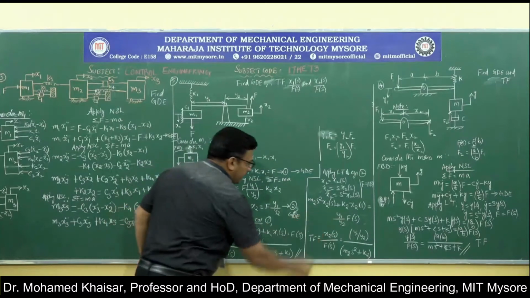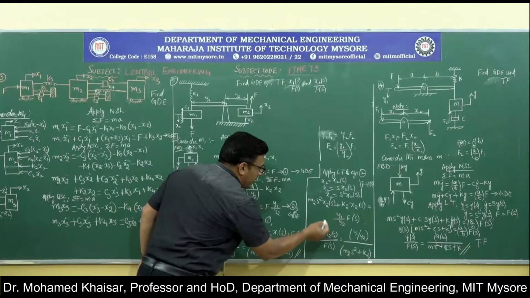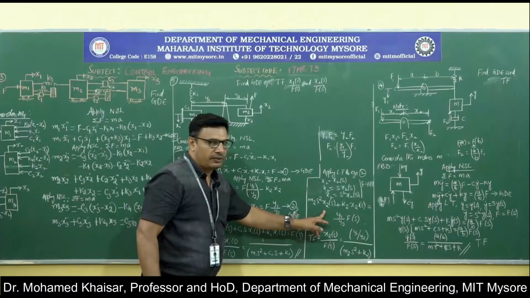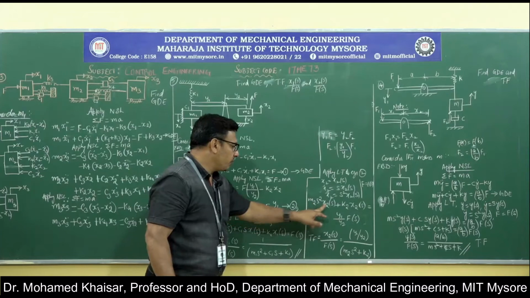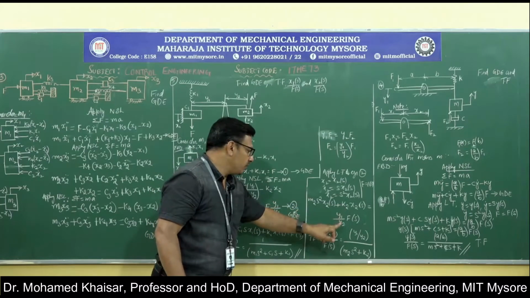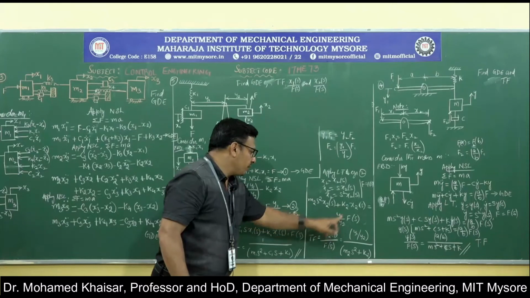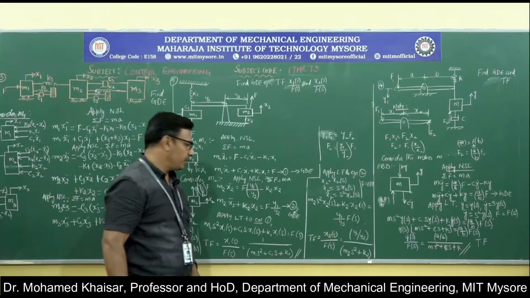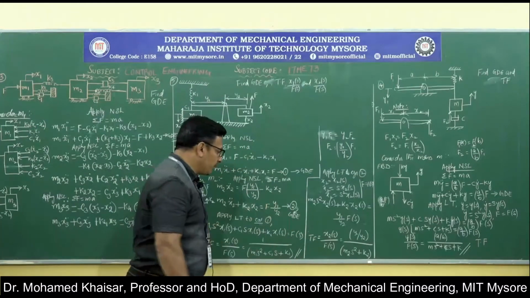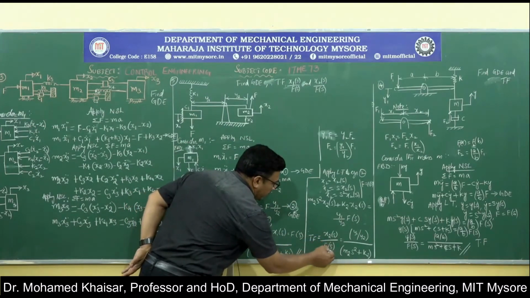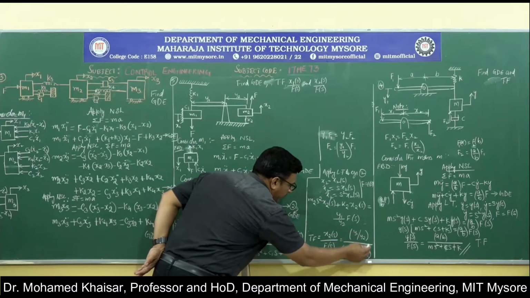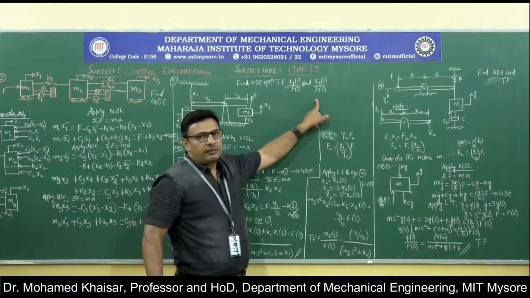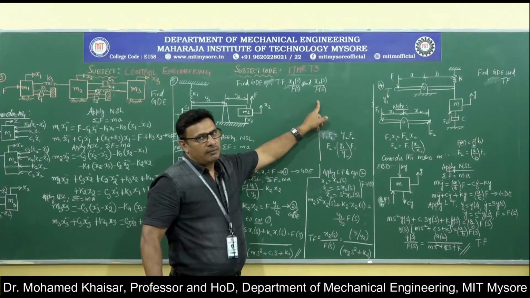Now, once we have written this, you bring all x2 terms on one side, take out x2 of s as common, and you will be left with m2 s square plus k2 into x2 of s is equal to y1 by y2 into f of s. This is what is going to remain with you. Now, once you cross multiply, you are going to get x2 of s divided by f of s equal to y1 by y2 divided by m2 s square plus k2. This is the second transfer function that was asked to be found out.